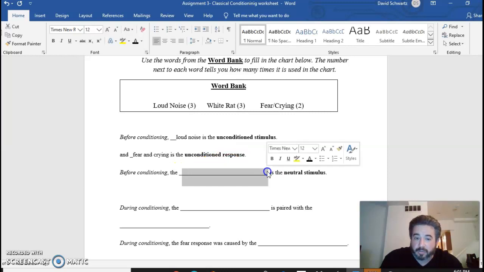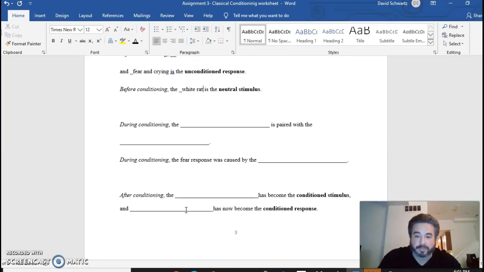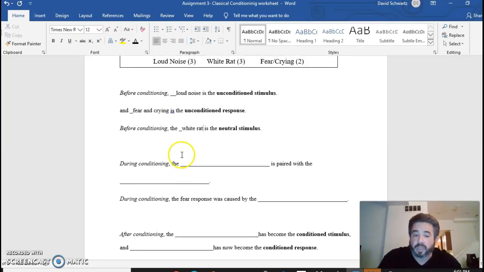The neutral stimulus in this scenario is the white rat. Again, Albert may respond to the rat, but he doesn't respond with fear and crying, startling like somebody just banged on a metal pipe with a hammer. That's what happens during conditioning.